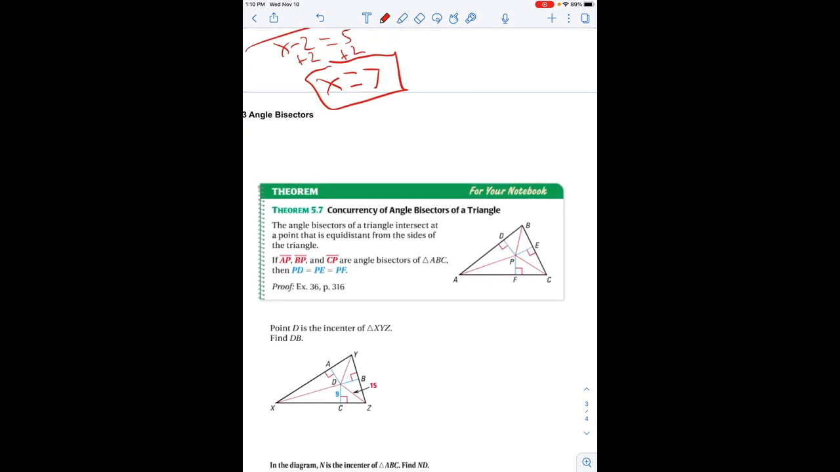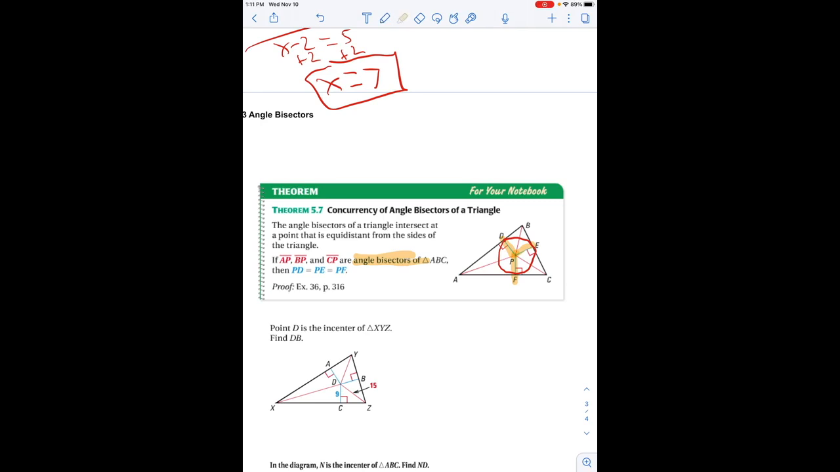Concurrency of an angle bisector. So the angle bisectors of a triangle intersect at a point that is equidistant from all sides of the triangle. We kind of touched on this before, but if I were to draw a circle, this would be a circle that would be the same distance from all the sides. Again, that's done by finding angle bisectors. So PD is the same distance as PE, which is the same distance as PF.